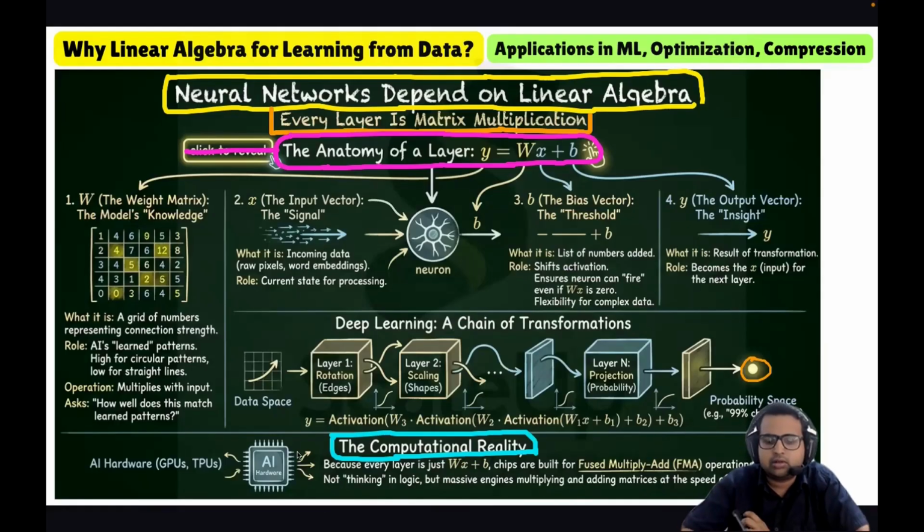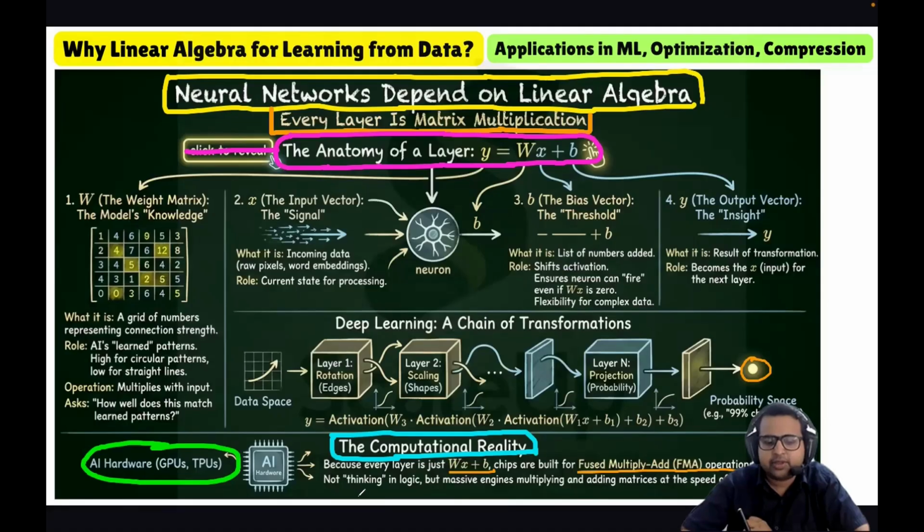hardware, like the NVIDIA GPUs and Google TPUs, is built specifically to do fused multiply-add operations. We call it FMA operations because we know that in deep learning, in every layer, we just have to compute this operation. We have to perform a matrix multiplication along with the addition. So, fused multiply-add operations.